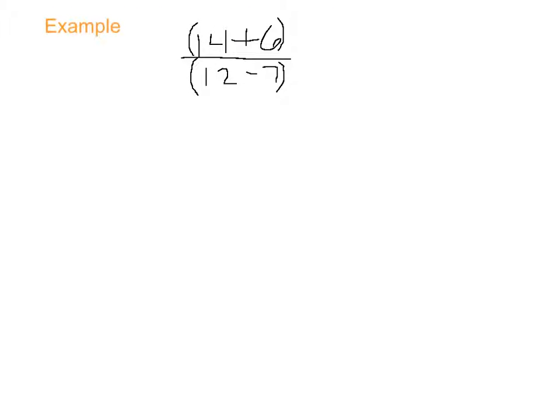Well, let's try a sample problem like this. I can see that I've got a division problem here, and I've got numbers inside my parentheses. Before I can divide anything, I need to find out the answers to those. 14 plus 6 gives me 20. And then I've got 12 minus 7, that gives me 5. So I would say 20 divided by 5 gives me an answer of 4.